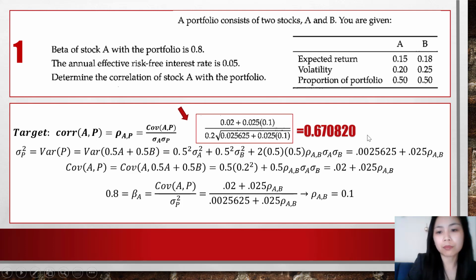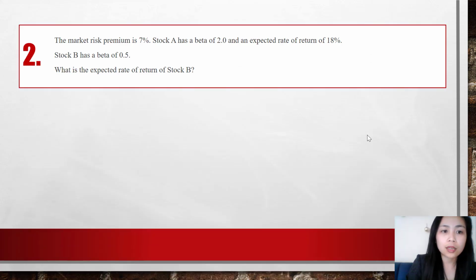So this is the first problem. This problem is considered to be challenging, but if you keep practicing on it, you will get used to it. Second problem. The market risk premium is 7%. Stock A has a beta of 2.0 and an expected rate of return of 18%. Stock B has a beta of 0.5. What is the expected rate of return of stock B?